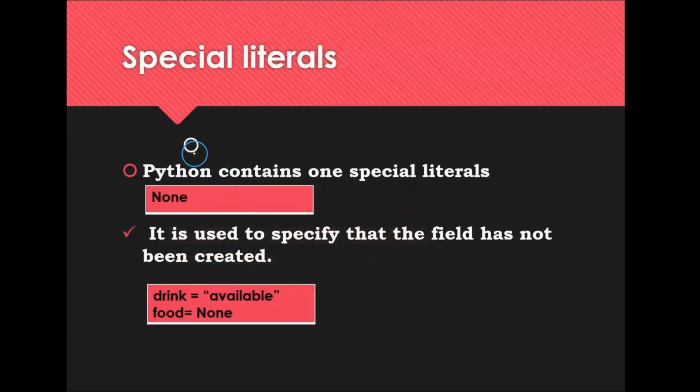So the next type of literals are special literals. In Python we have only one special literal, called None. The N should be in capital letter. True, False and None all start with capital letters. It is used to specify that the field has not been created. It means that for food, drink is equal to available, but food is None. That means the field food has not been created.